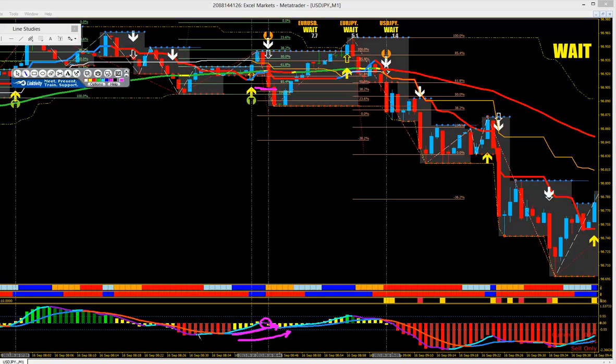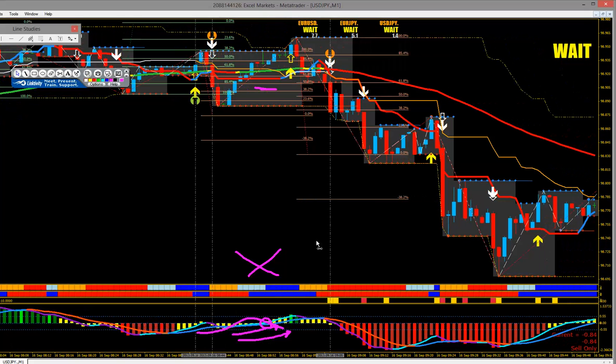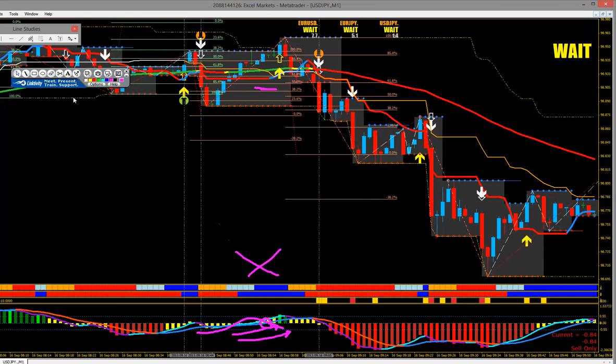Now, what we like to see is like this. That's what we want to see. We don't like this one fleck of colour. Remember, we're trying to take the very best signals that we can possibly take. So this would have been a no trade. The next signal was here.